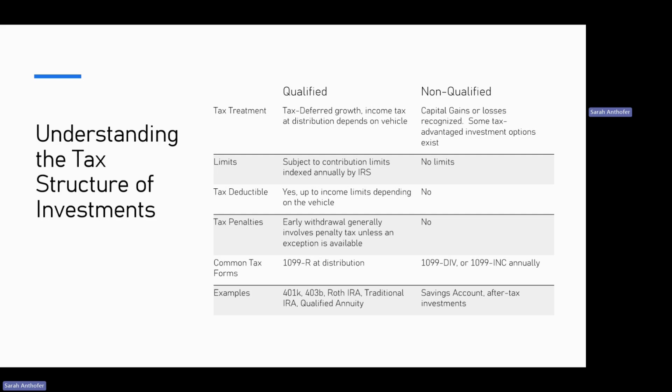Non-qualified, they don't have limits, right? Because you're going to be recognizing gains and losses each year as you go, there's no limits on how much you can invest inside a non-qualified account.